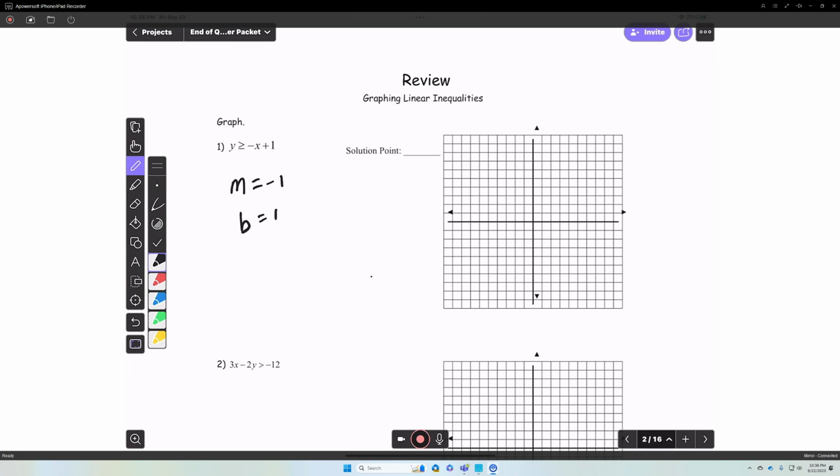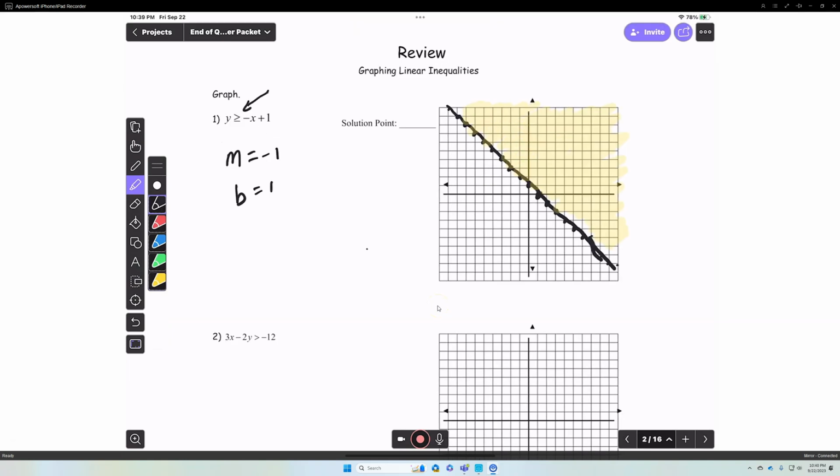So what you're going to do is go to 1, and then we are going to graph the boundary. So we're going to go down 1 over 1, and we're going to continue this until we go across the grid. Now remember, in order for us to know if the boundary is part of the solution, there has to be an equal sign, and we notice that there is an equal sign. So I'm going to make that a solid line. That means that a solution could be on the boundary. And since it says y is greater than, we're going to shade above.